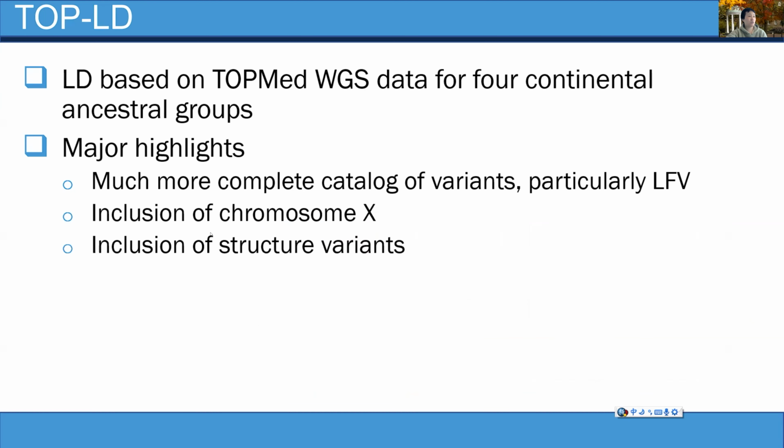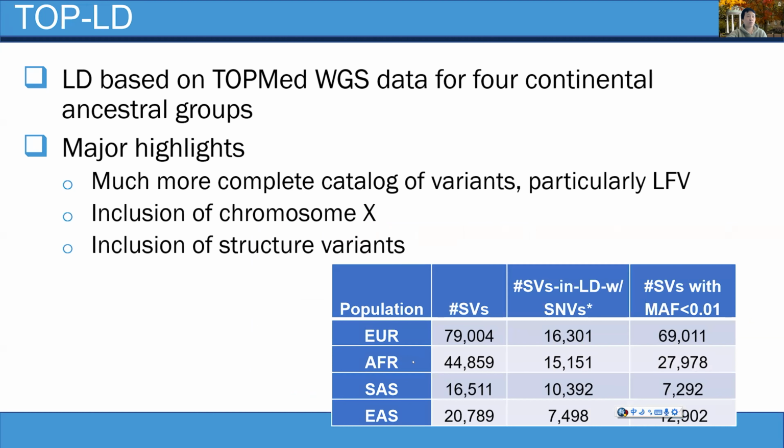The other highlights include that we included chromosome X. As I mentioned earlier, many studies actually ignore chromosome X, which, as we saw from the hemoglobin A1C example, contains very important genes. We also included structural variants. Shown here, for each of the ancestral groups, we included somewhere between 17,000 and 79,000 structural variants. And we evaluated both the LD among themselves and also the LD between structural variants and SNPs, single nucleotide variants.